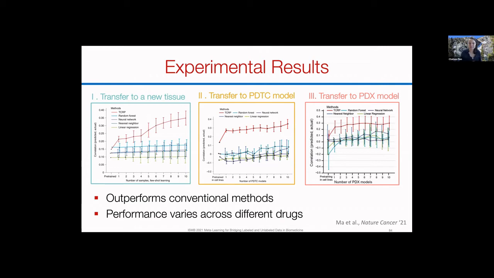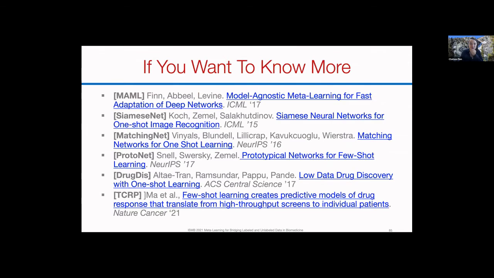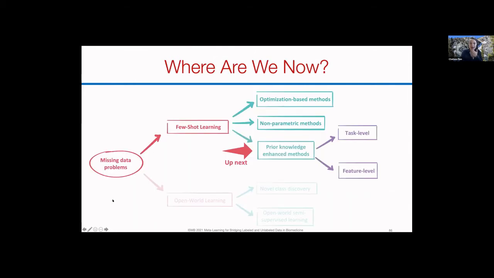Okay, so to summarize, we talked about optimization-based metalearning and non-parametric metalearning, and we also looked at a couple different applications. If you're interested in learning more, here are some of the really key references that we covered, including model-agnostic metalearning, including these non-parametric metalearning methods, as well as these two application papers. And up next, we'll be talking about prior knowledge enhanced models. But first, we can go through some questions before the break.